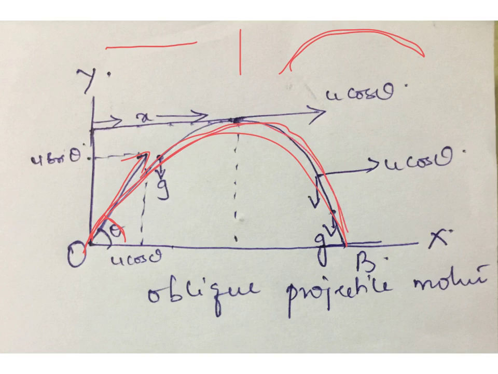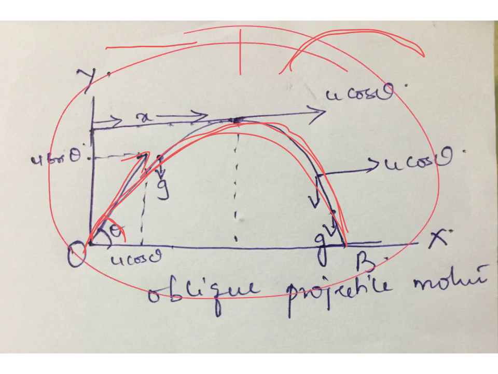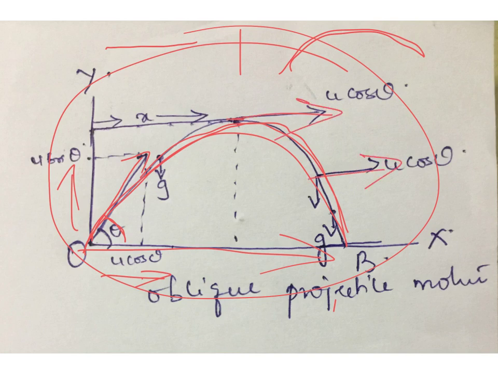Projectile motion is a two-dimensional motion, that is, the motion of the particle is constrained in a plane. Now look over here: on the x-axis we have the component u cos theta, and on the y-axis we have u sin theta. Since it is going in the horizontal direction, it is u cos theta, and if it is going in the vertical direction, then it is u sin theta.